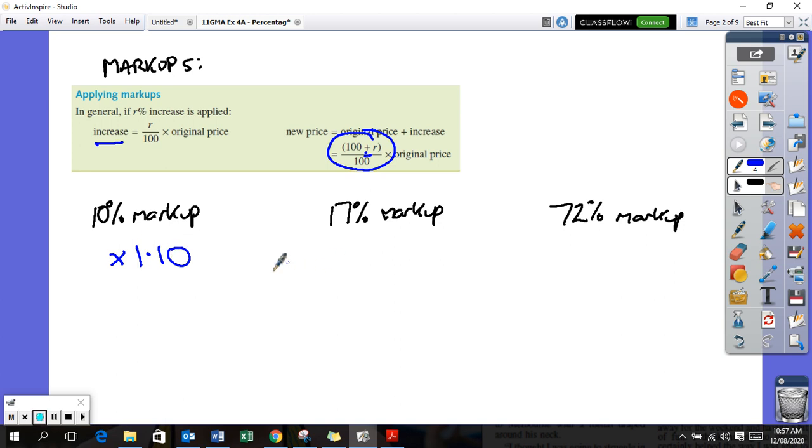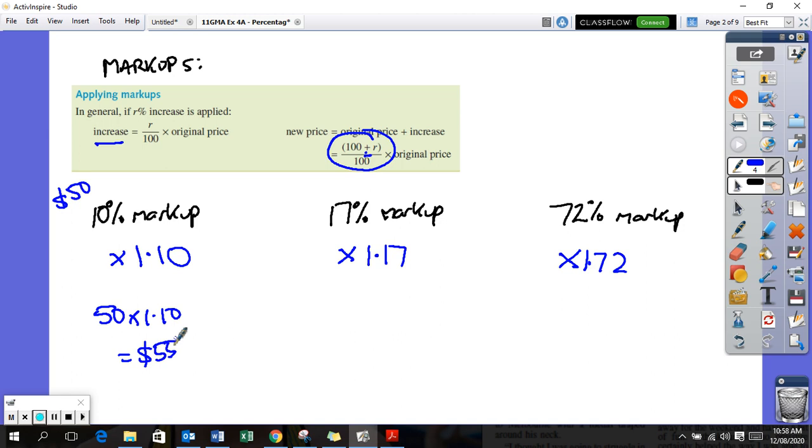So here, the markup is going to be times 1.17, the original price plus 17%. So a 72% markup would be 1.72, the original plus the extra 72% we've added on. So we've got our $50 item, and we go 50 times 1.10. It's going to get marked up to $55. So there's a $5 profit. That's the increase, $5.